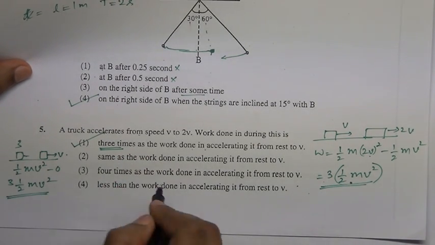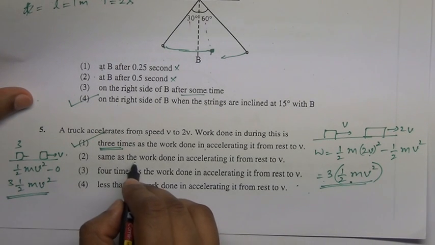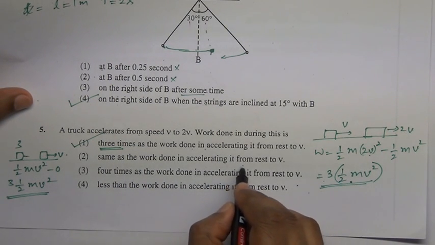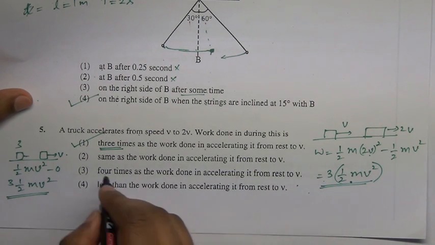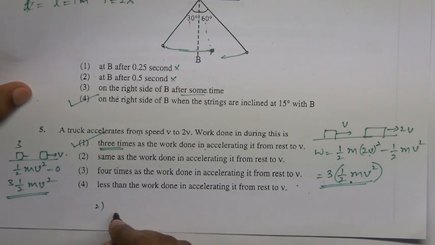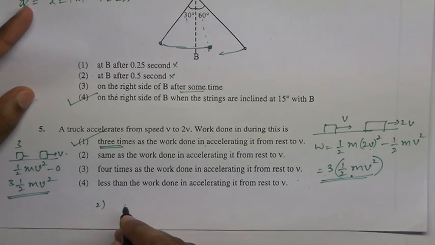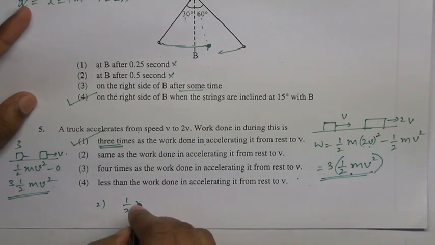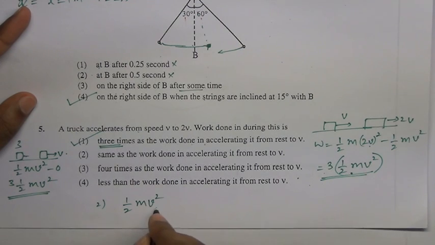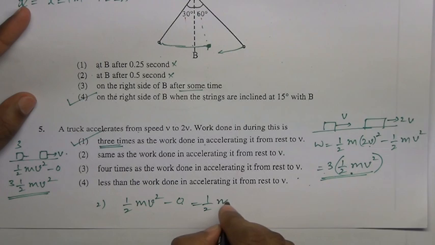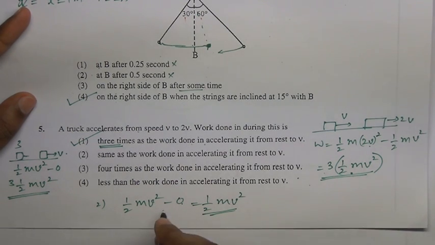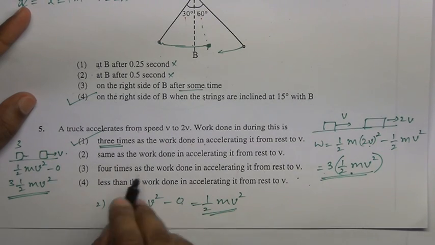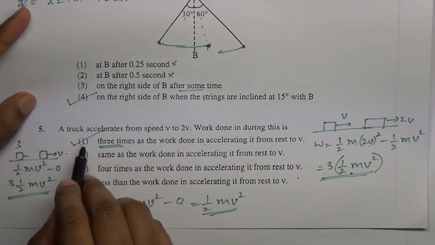Now let us check 2 more to understand. Same as the work done in accelerating it from rest to v. It is from rest to v means second option. Half mv square is final kinetic energy, minus rest is initial kinetic energy. Answer half mv square. We wanted 3 times half mv square, so this is half mv square. So similarly we can check other options. First is correct.